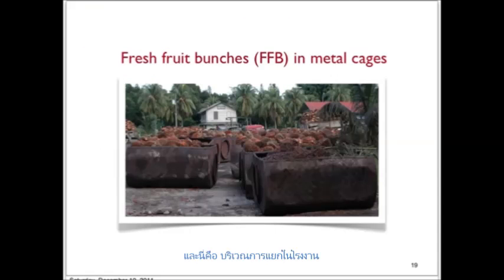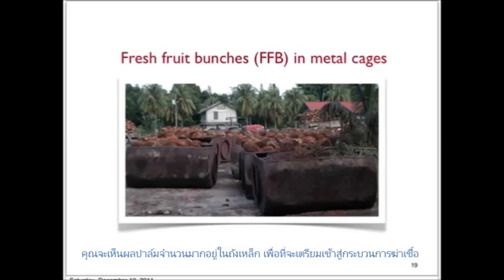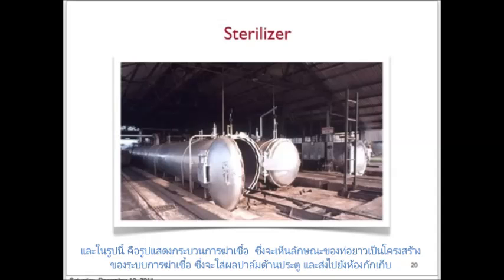So this is a typical site in the factory. You can see the fresh fruit branches in the metal cages ready to be loaded into the sterilizer for the process of sterilization.